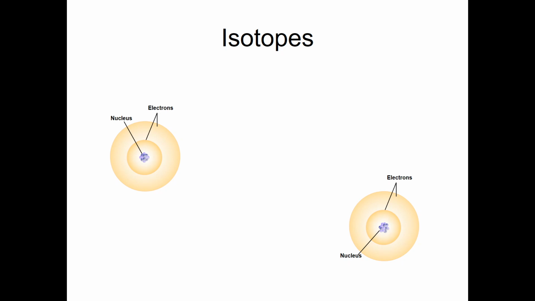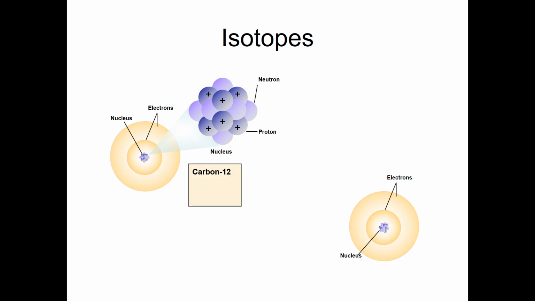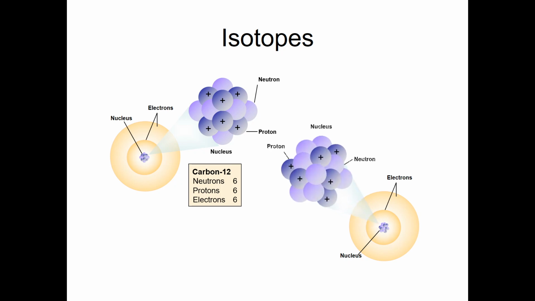So we have different isotopes. We'll have the same number of protons. It's carbon-12. It has 6 protons, 6 neutrons, and 6 electrons. And then we also have something like carbon-14. The only difference is the number of neutrons. Here we have 2 additional neutrons. Everything else stays the same.